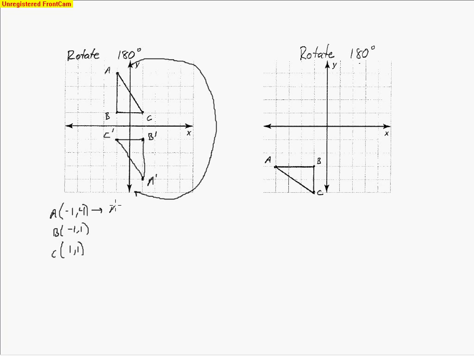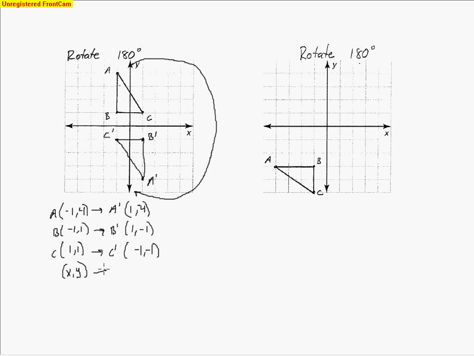Well, A prime went down here at 1, negative 4, that is. And then B prime ended up being at 1, negative 1. And C prime, well, that ended up at negative 1, negative 1. So what happened? Well, let's take a look at the x's and the y's. It's best to look at one that's different numbers, like A. Negative 1 and 4. Notice this time they didn't switch. 1 is still here, 4 is here, but notice that the signs switch. Negative 1 to 1, 4 to negative 4.